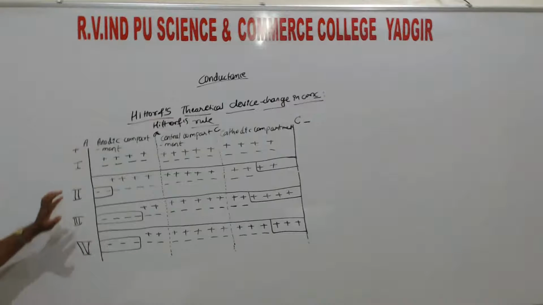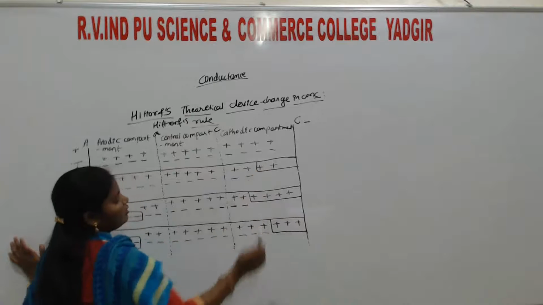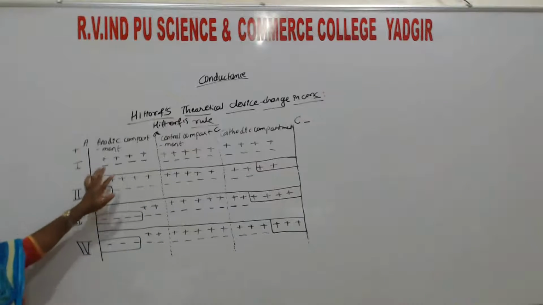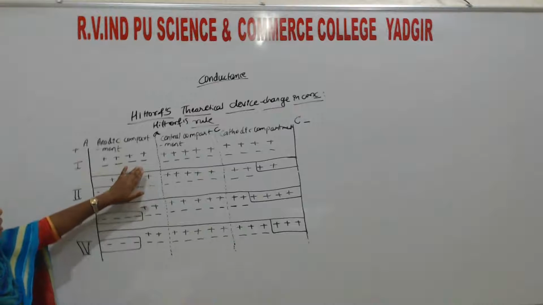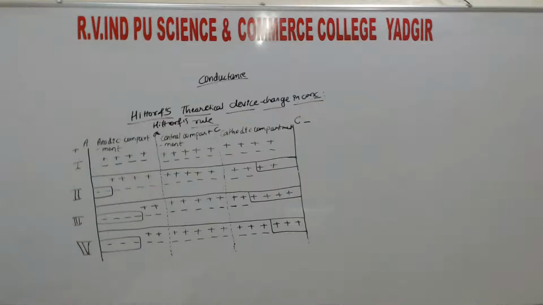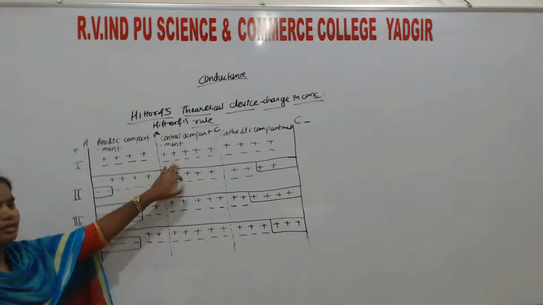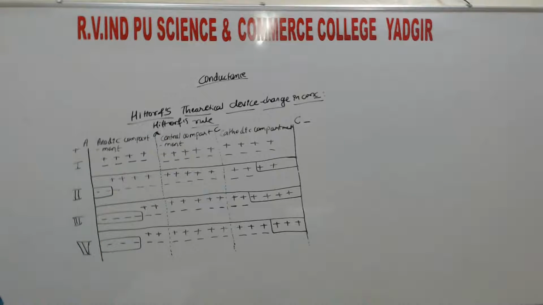Before electrolysis, there are 13 pairs of ions here: 1, 2, 3, 4, 5, 6, 7, 8, 9, 10, 11, 12, 13. Four pairs are present in the anodic compartment, four pairs are present in the cathodic compartment, and five pairs are present in the middle compartment, or central compartment.